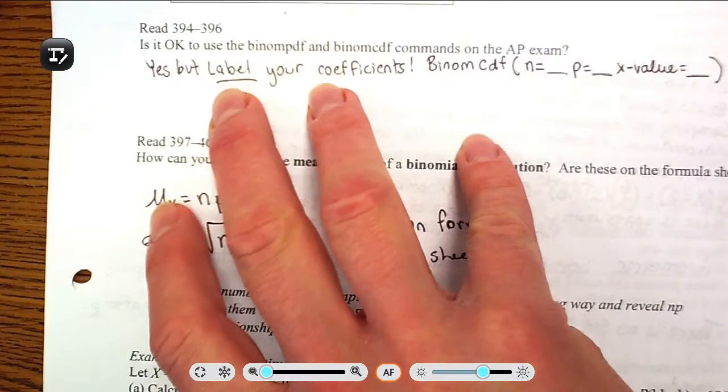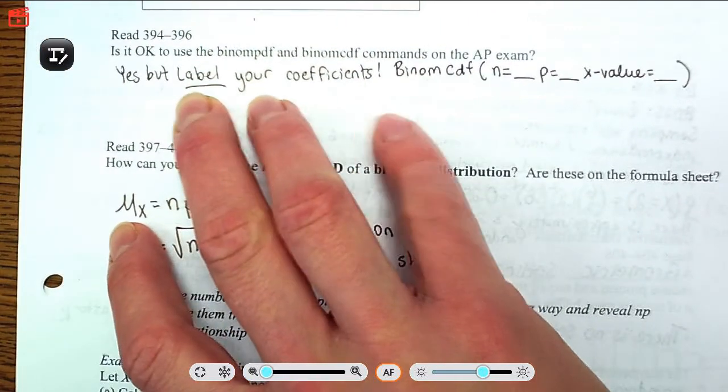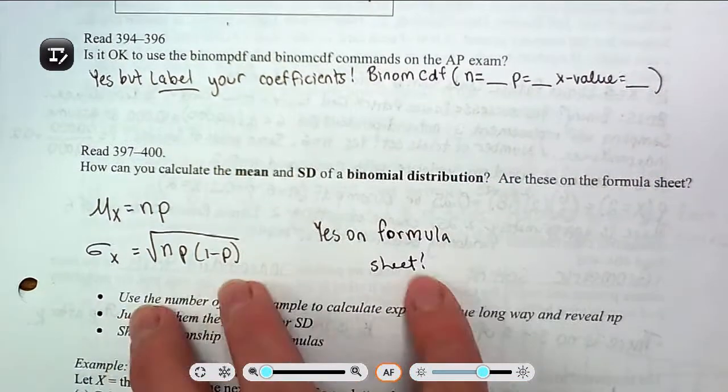All right, is it okay to use the binomial PDF and binomial CDF commands on the AP exam? Yes, but label your coefficients. Binom CDF, n equals, p equals, x value.